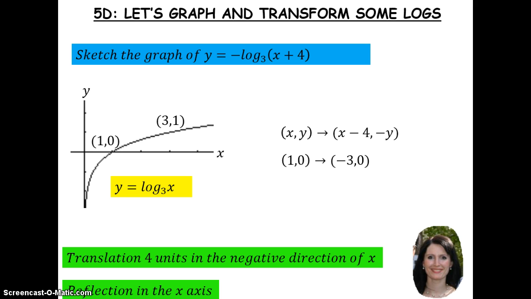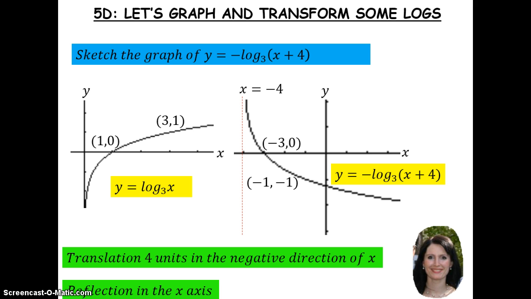1, 0 becomes negative 3, 0, so that still stays as an x-intercept, and 3, 1 becomes negative 1, negative 1, because 3 minus 4 is negative 1, and 1 made into negative y becomes negative 1. There it is there. So now we have our asymptote at x equals negative 4. Look at that. We can always see that because it's the thing in the brackets next to the x there. There are the points marked in, and we do see the x-intercept there. That's important. The y-intercept, it would also be important to mark in. So also find that by solving for y when x is 0.